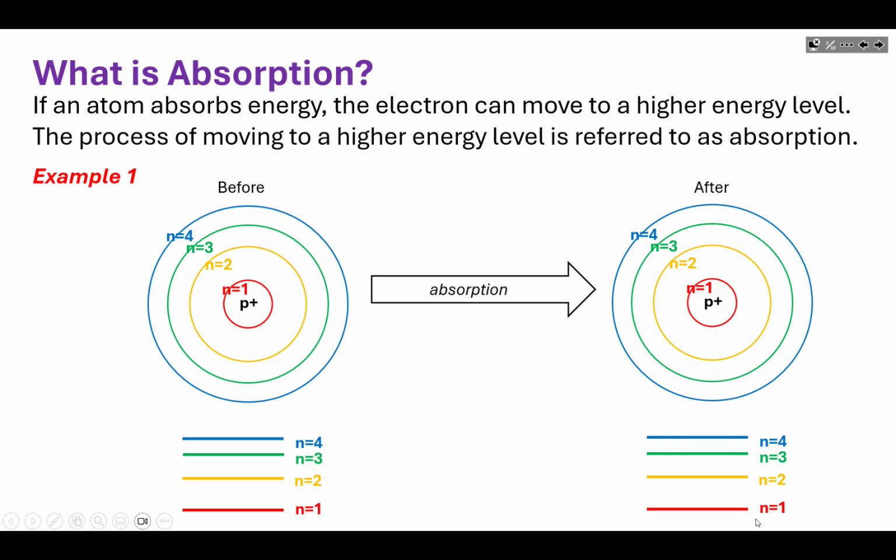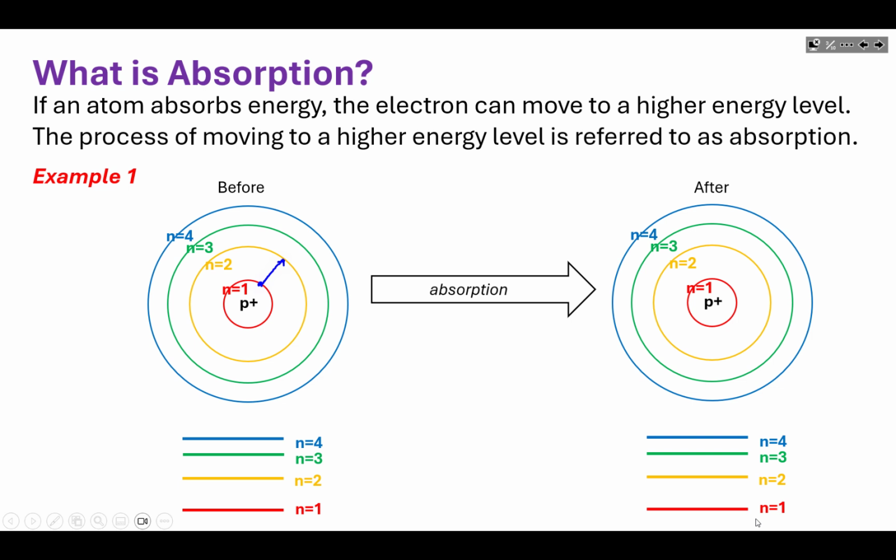Next point. What is absorption? So if an atom absorbs energy, an electron can move to a higher energy level. And the process of moving to a higher energy level is referred to as absorption. So let's give an example here. Say I have an electron in its lowest energy level in the ground state, and it jumps up to n equals 2. Well, it jumps up because it absorbed energy. We could say that it's absorbing light energy. It's absorbing a photon. Anyway, that process is called absorption.